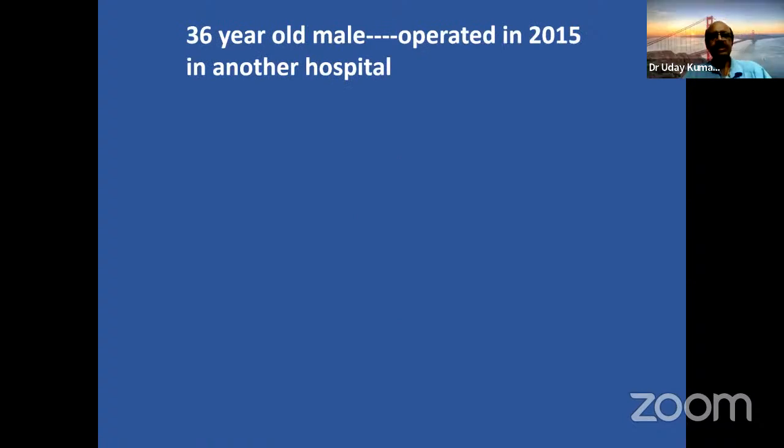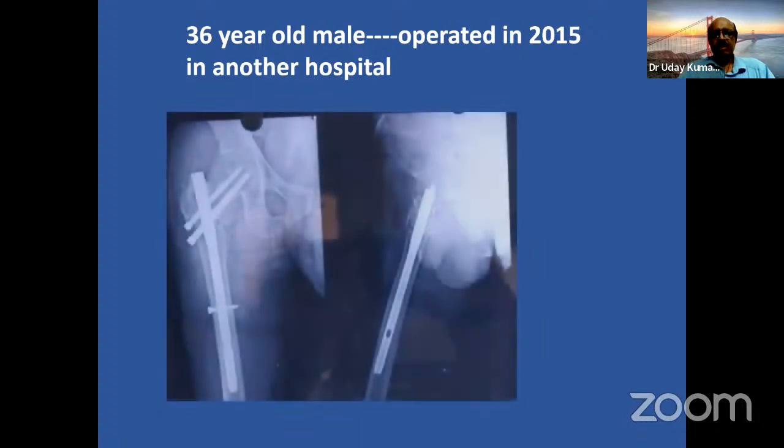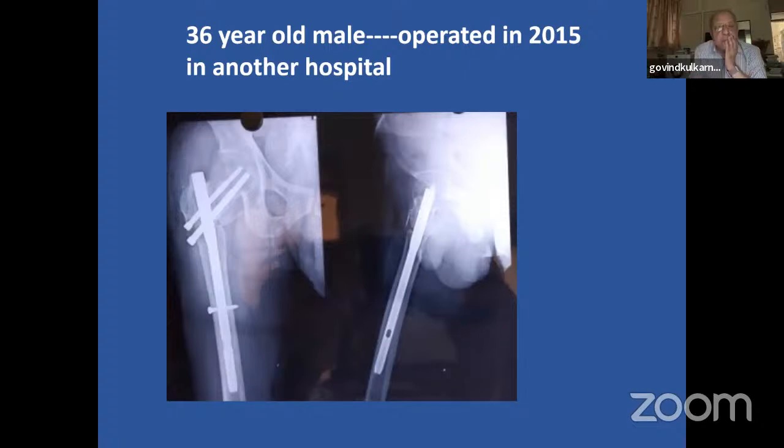This is a 36-year-old male patient who was operated in 2015 in another hospital. This was the X-ray which he came with. No other previous X-rays are available. This was probably around 3 months post-surgery. Can I proceed, sir? He had a problem then? No, he had no problem. In 2015, he had absolutely no problem. He was walking about with this.